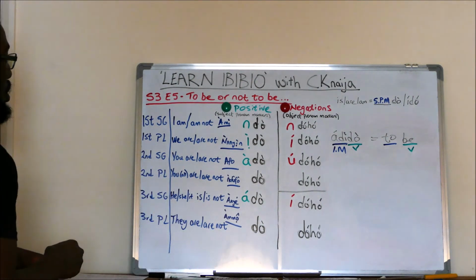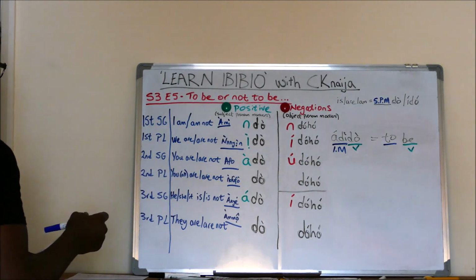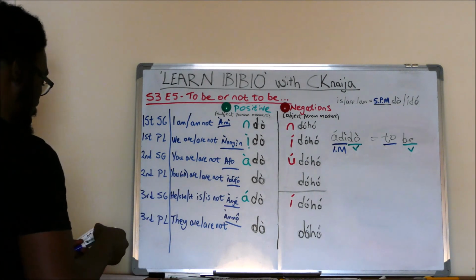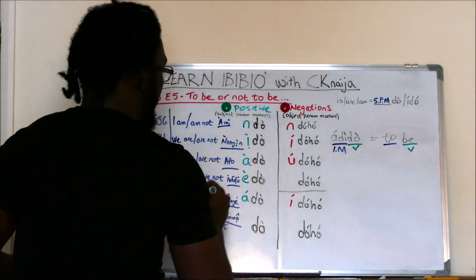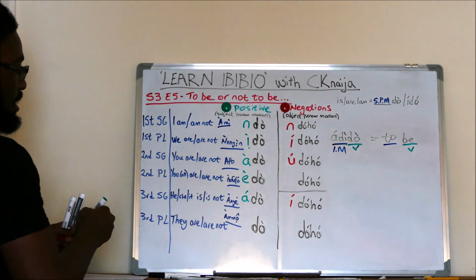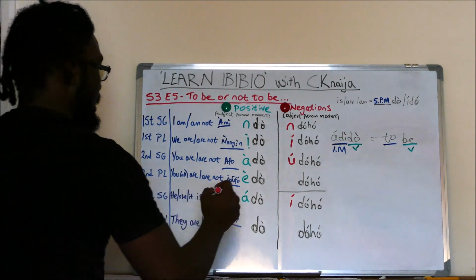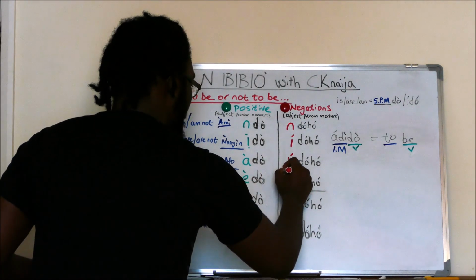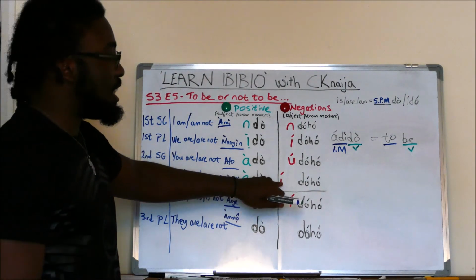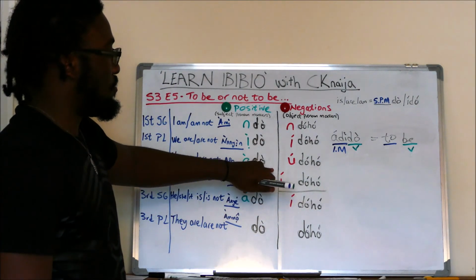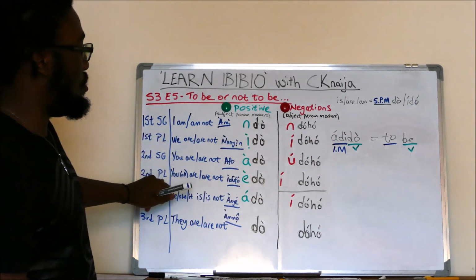Moving on, for the second person plural, you all are. So, ndofo. Ndofo. Edo. Right? Low tone, edo, meaning you all are. Ndofo. Ido. So ido, ndofo. Ido with a high tone. Right? And that's the object pronoun marker for the second person plural.